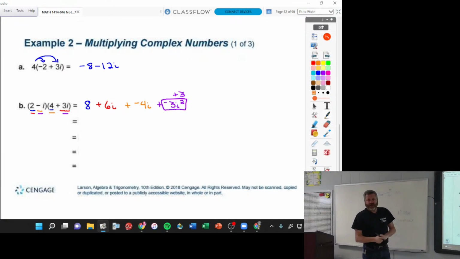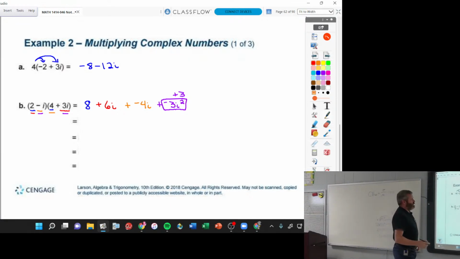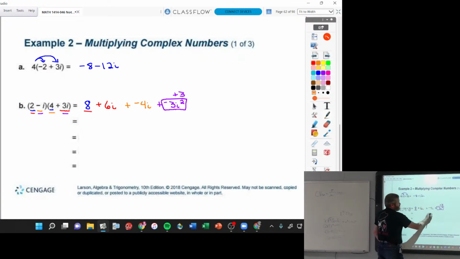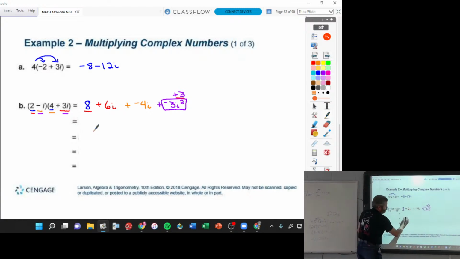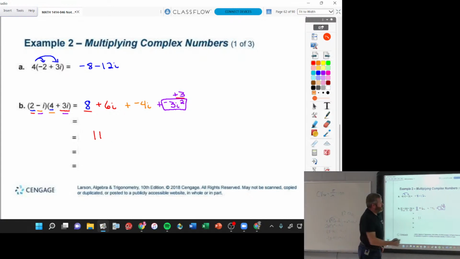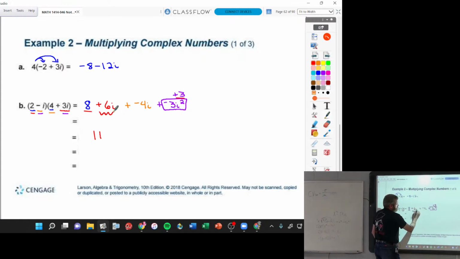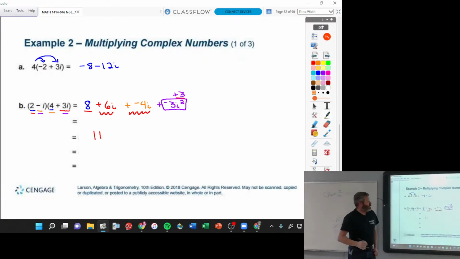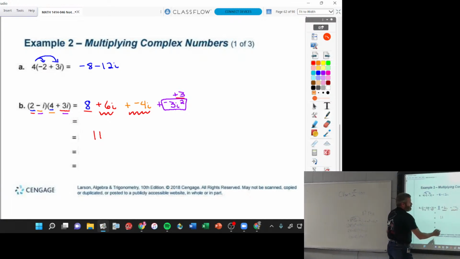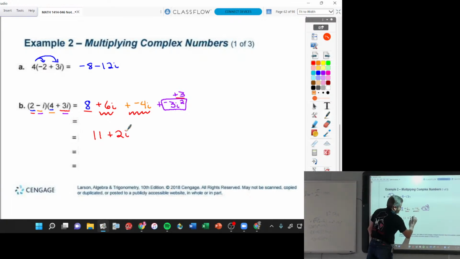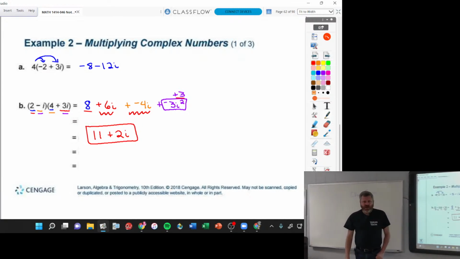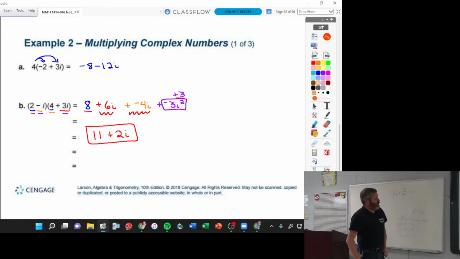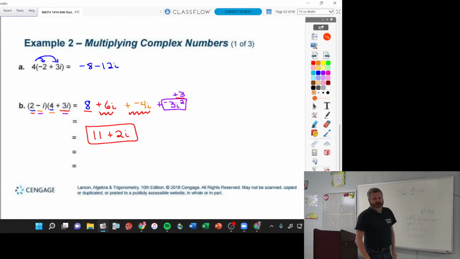I will now combine like terms, starting with my real part. My real part is 8 plus 3, or 11. My imaginary part is going to be plus 6i plus negative 4i, or 6i minus 4i, which would be 2i. And I'm done.